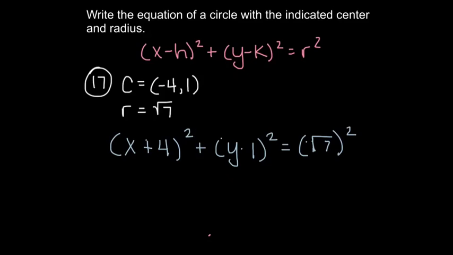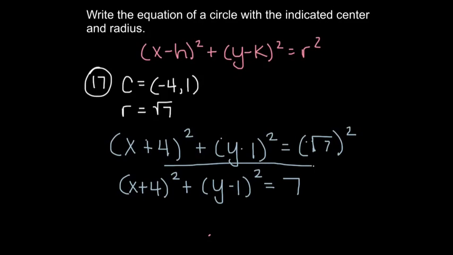Well, the x plus 4 will stay x plus 4, so we'll be squaring that, plus the y minus 1 will stay y minus 1 quantity squared. But with the square root of 7 squared, the radical and the exponent cancel each other out, and the square root of 7 squared is just 7. So this is my equation.